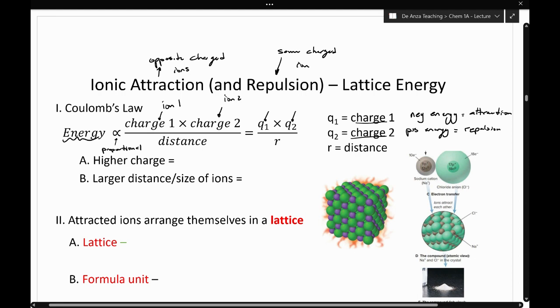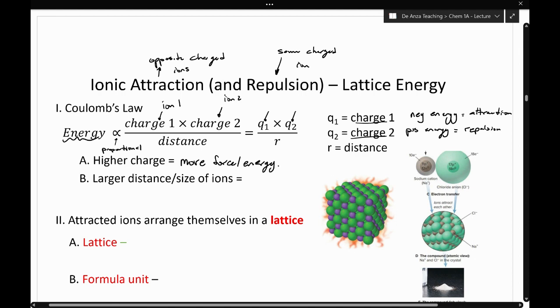And we can look at the two features of this Coulomb's law and think about how changing each of those features might affect the energy. So if we have a higher charge or a larger charge, since that's in the numerator, as we increase charge, that also increases the force. So a higher charge means more force slash energy.